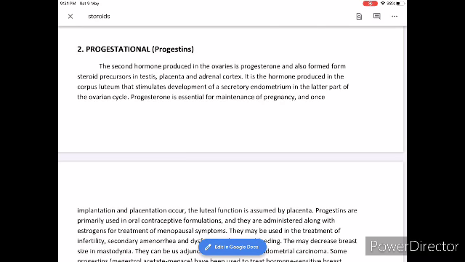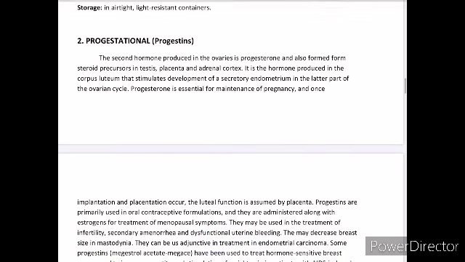Let us talk about progestins. The second hormone produced in the ovaries is progesterone, and this is formed from the steroid precursors in testes, placenta and adrenal cortex also. This is the hormone which is produced in the corpus luteum and that stimulates the development of secretory endometrium in the later part of the ovarian cycle.